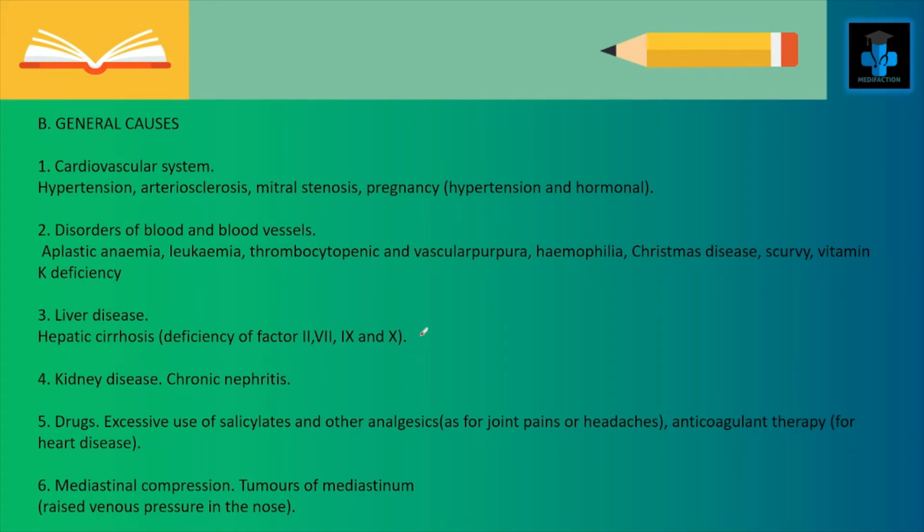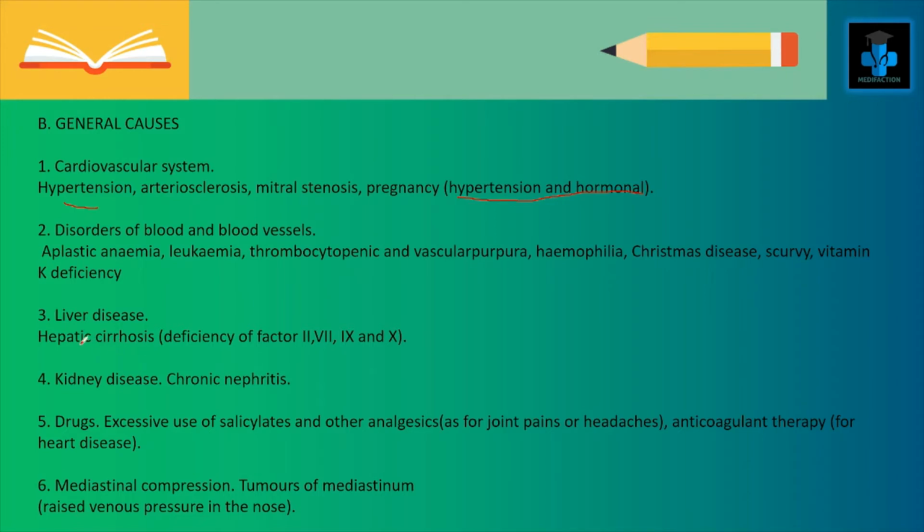Now let's move on to general causes. In general causes, we have reasons like cardiovascular causes such as hypertension, arteriosclerosis, mitral stenosis, and pregnancy. During pregnancy, there may be a chance of hypertension and hormonal causes. Next, we have disorders of blood and blood vessels like aplastic anemia, leukemia, thrombocytopenic and vascular purpura, hemophilia, Christmas disease, scurvy, and vitamin K deficiency; all these can lead to epistaxis.